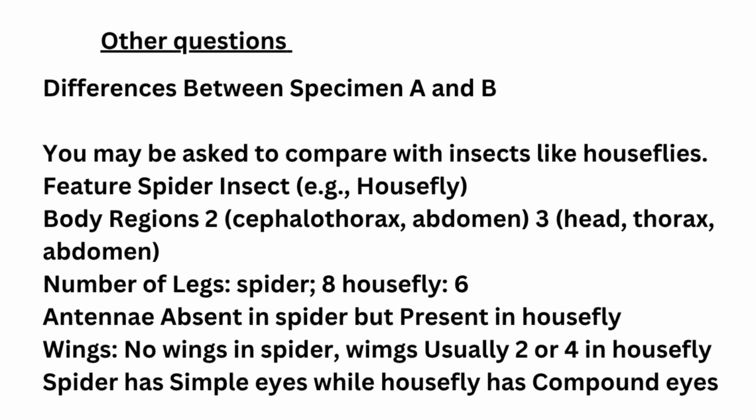Meanwhile, insects have 6 legs, which is 3 pairs. Now, antenna is absent in spider, but it is present in insects. And we are using the housefly as an example. Now, there is no wing. Spider don't have wing, but we have wings in housefly, usually 2 or 4. Spider has simple eyes, 8 simple eyes actually, while housefly has compound eyes.